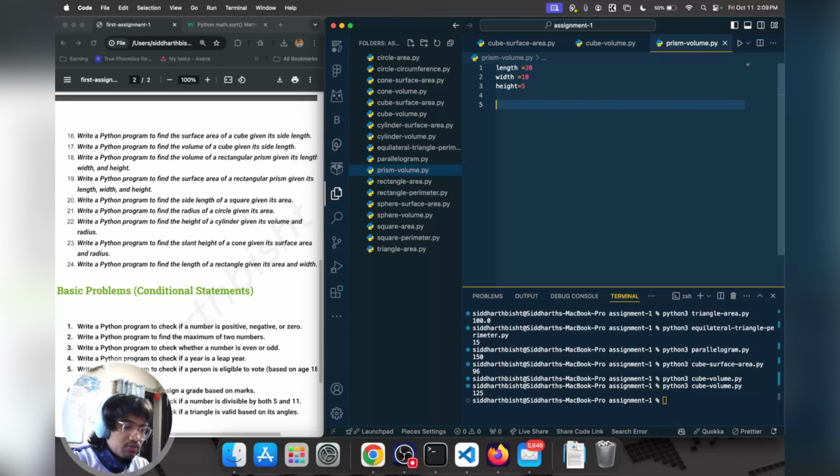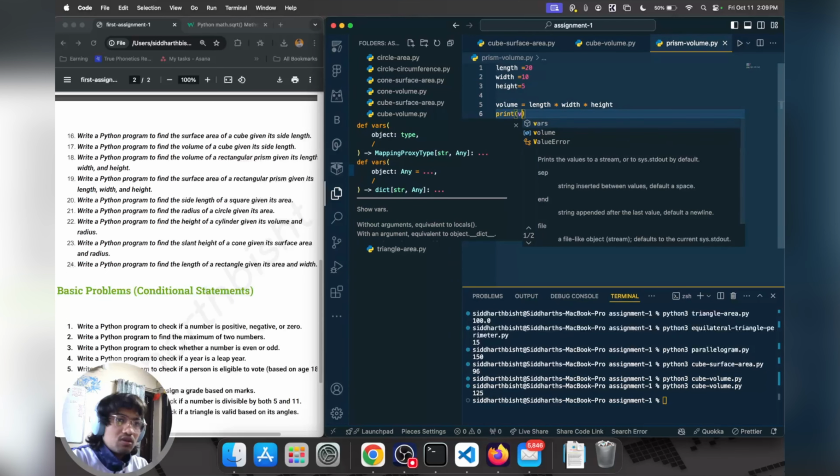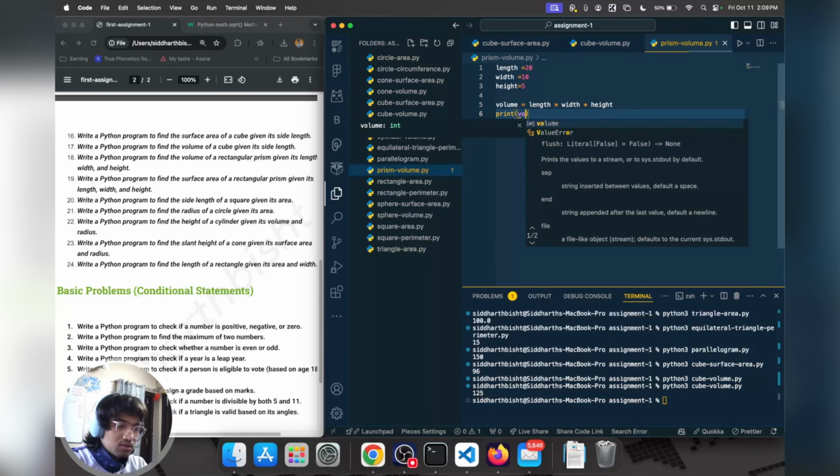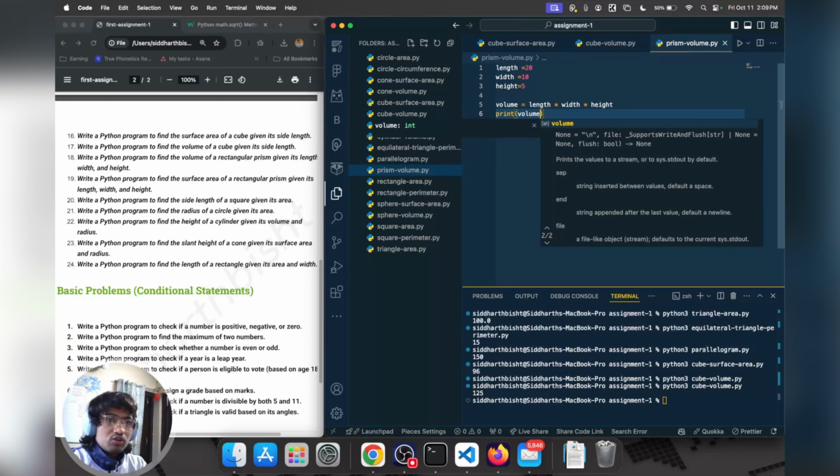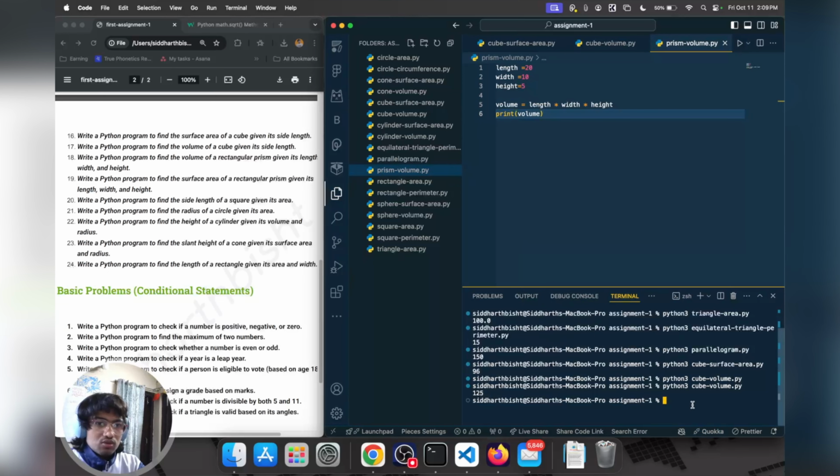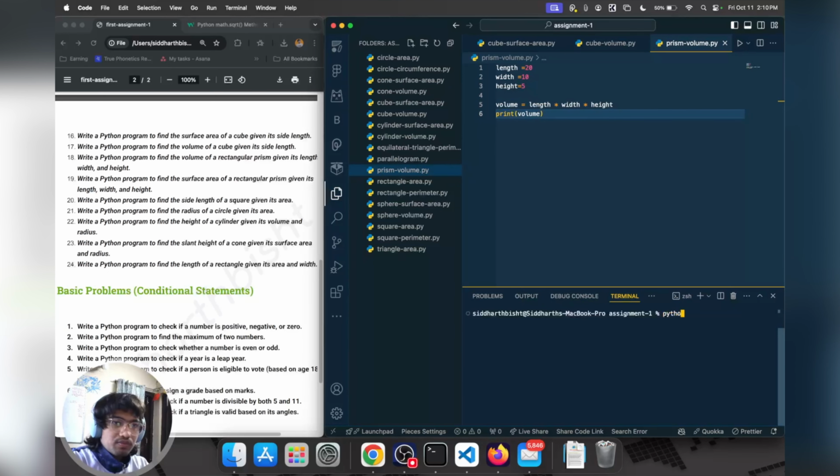So it's quite simple. Volume is equal to length multiplied by width multiplied by height, and print volume, and that's all. So Python 3 prism volume.py, and I got its volume.